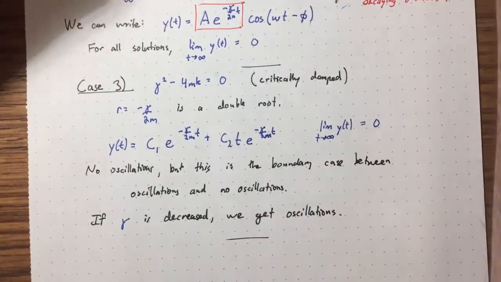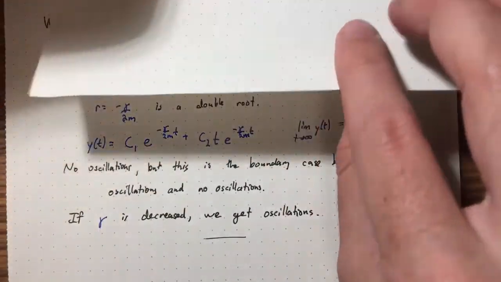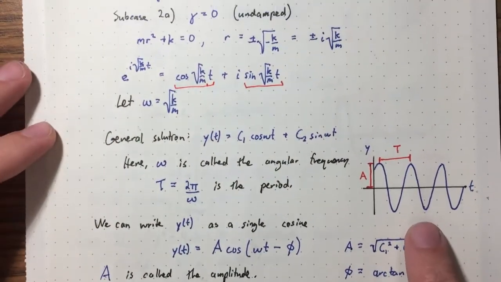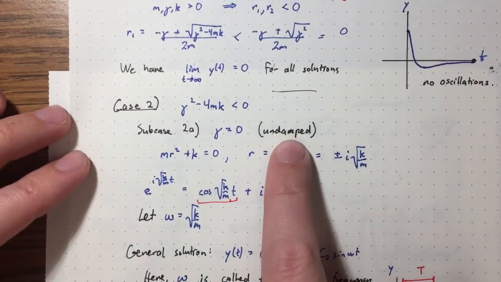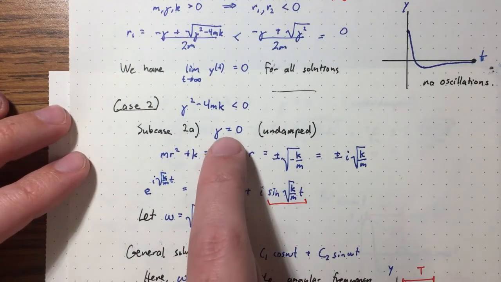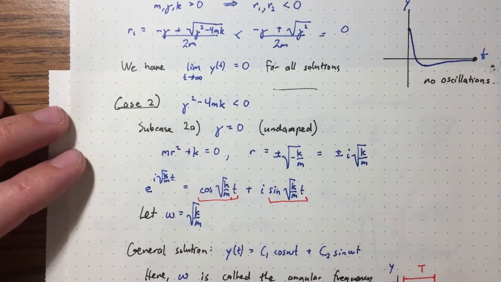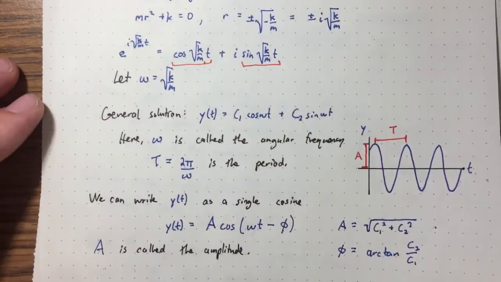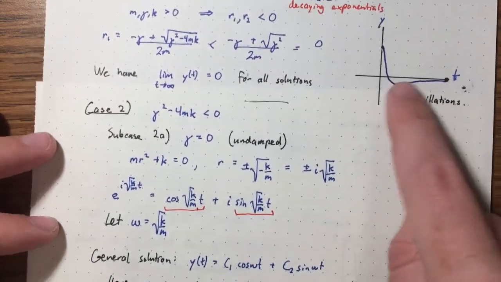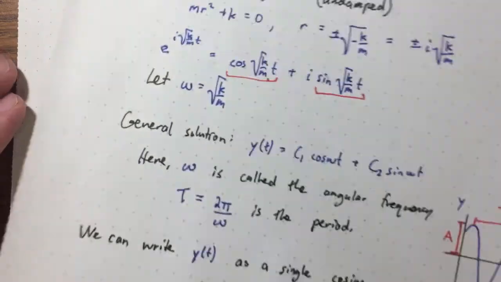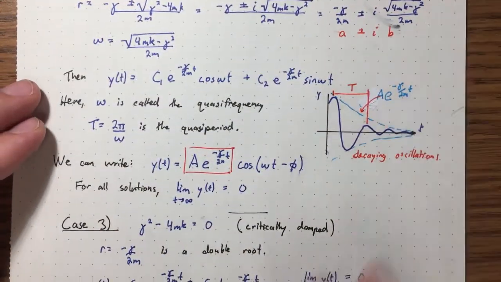And that's true in every case except for the undamped case, where gamma was exactly 0. We had no damping at all. That's the only time that our block doesn't eventually return back to the equilibrium.